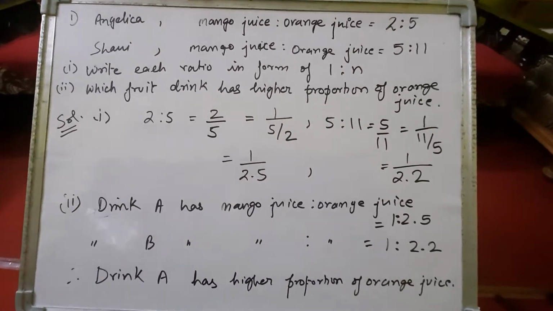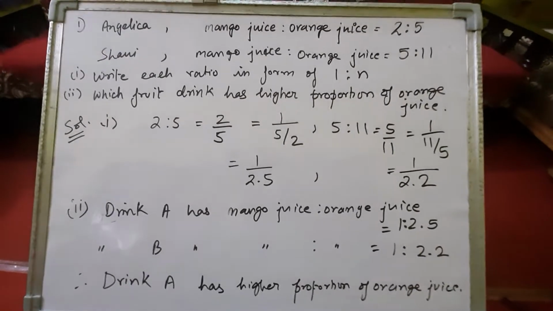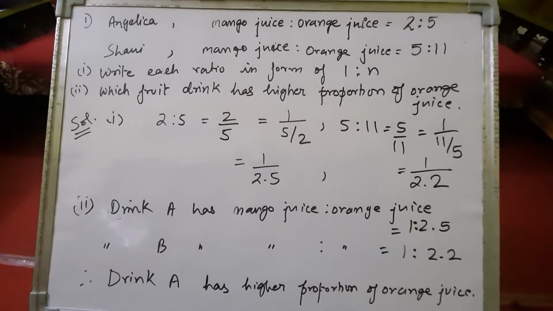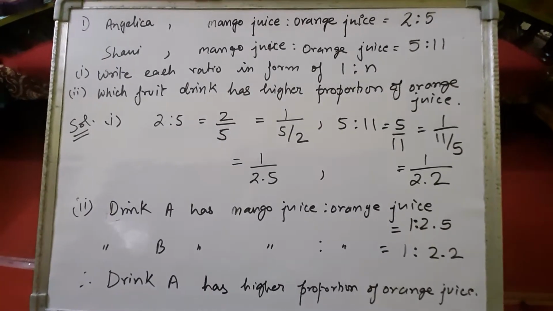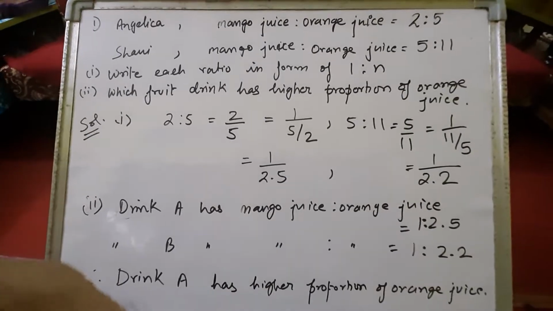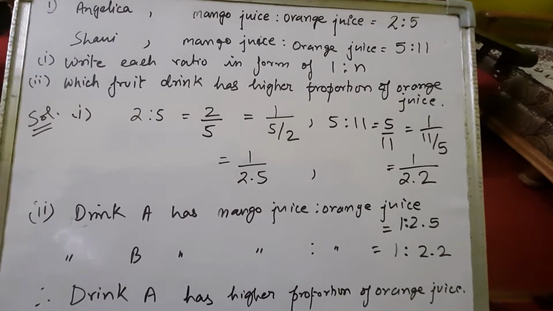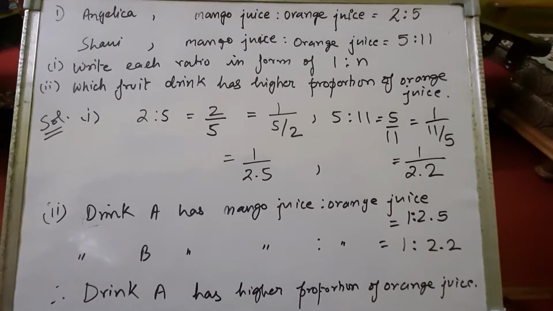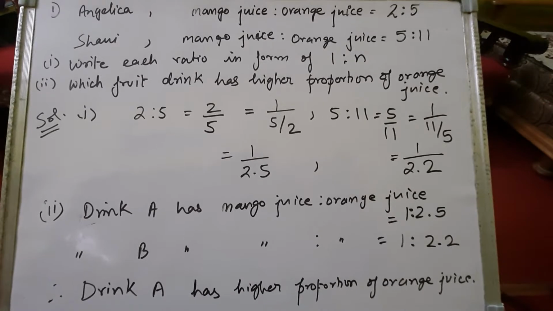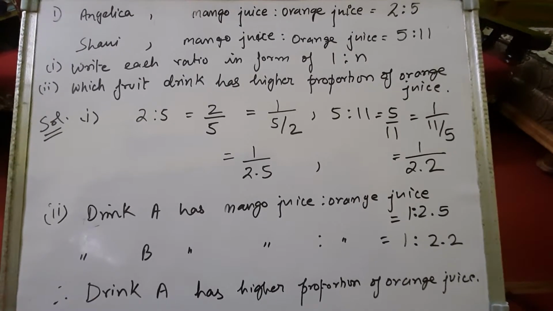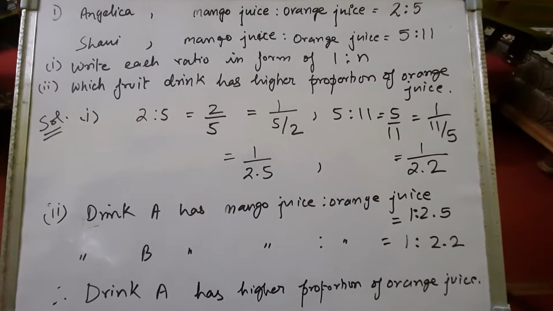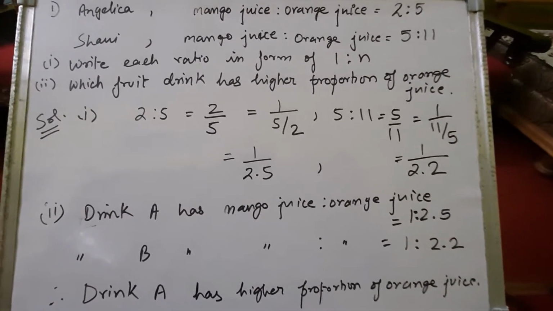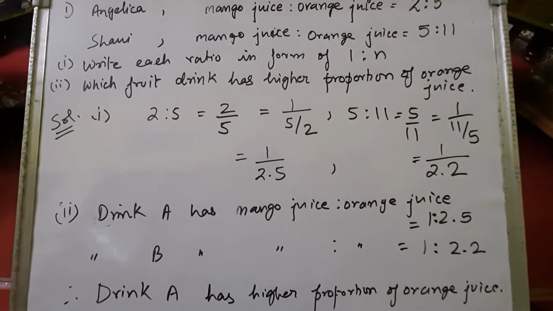Now, children, there is a sum in which Angelica makes a fruit drink mixing mango juice and orange juice in the ratio of 2:5. And Shani is also making another fruit drink where the ratio of mango juice to orange juice is 5:11. Both are making fruit drinks, but the ratios of mango juice to orange juice are different. Angelica's ratio is 2:5 and Shani's ratio is 5:11.